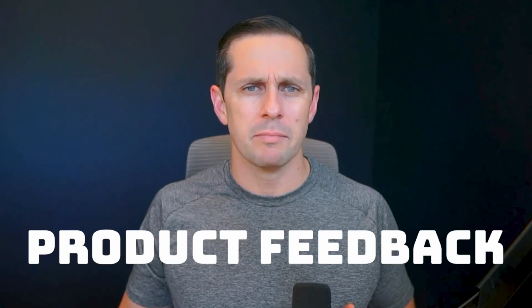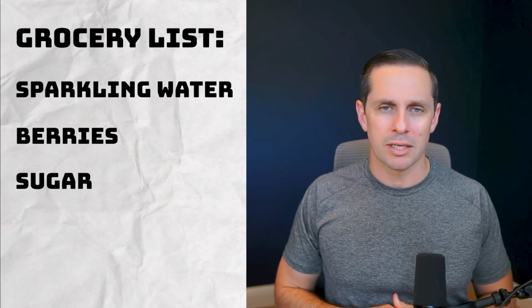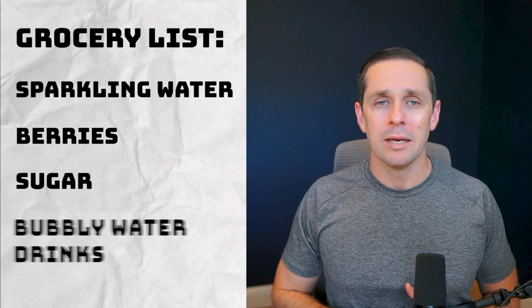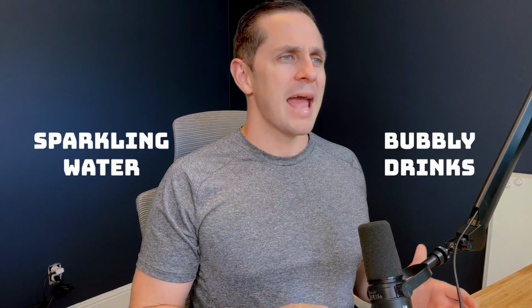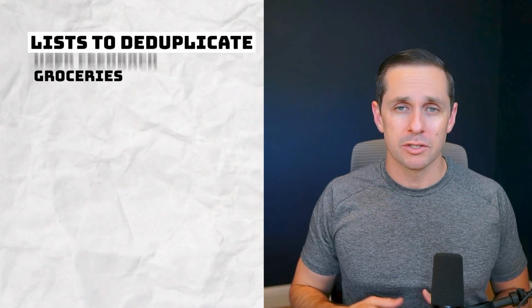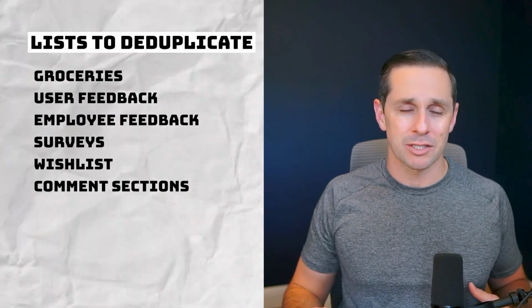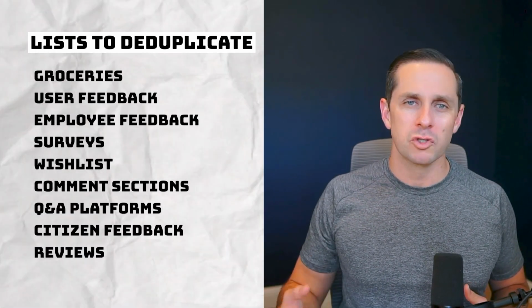People consolidate items all over the place, not just with product feedback. Sometimes my wife will put, "We need more sparkling water" on the grocery list, but whoops, I don't see it. I come in there later and I put, "We need more bubbly drinks" right below it. These are two items on the list, but they actually should be combined. They mean the same thing, even if the words don't match. Combining items works for groceries, user feedback, employee feedback, surveys, wish lists, comment sections like YouTube and Twitter, Q&A platforms, citizen feedback, reviews, or feedback forms.